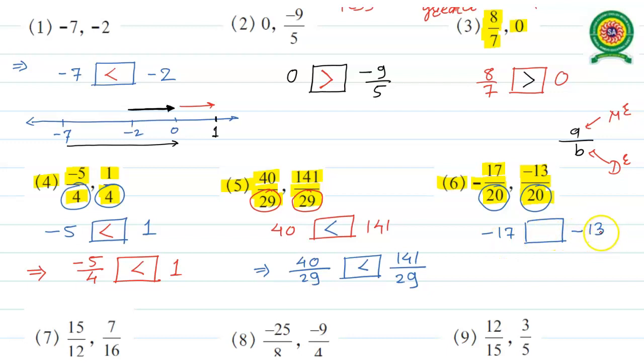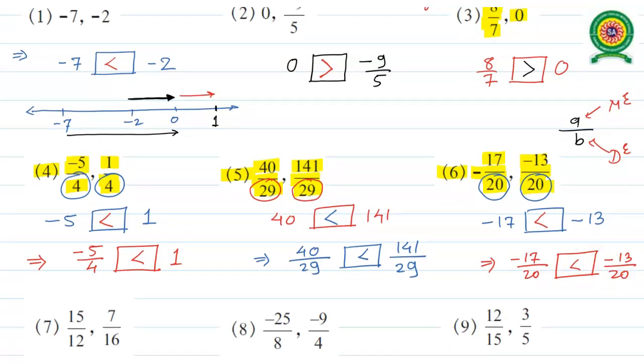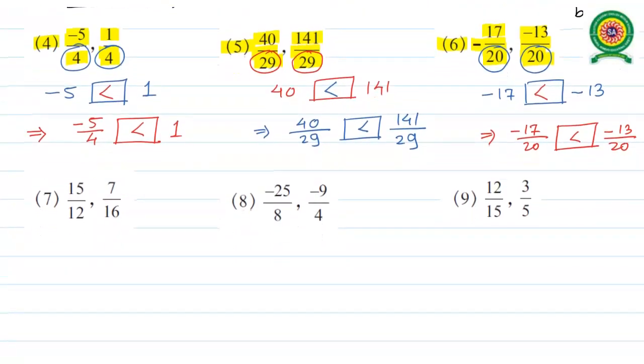Now 13 looks like the least number, but as compared to the negative number, it is the greatest one, because minus of 13 is closer to 0 as compared to minus of 17. So that implies minus of 17 divided by 20 is less than minus of 13 divided by 20. Look at the next sub question we are having.